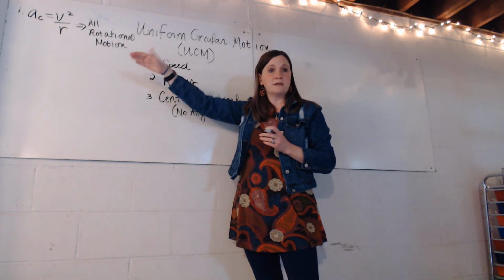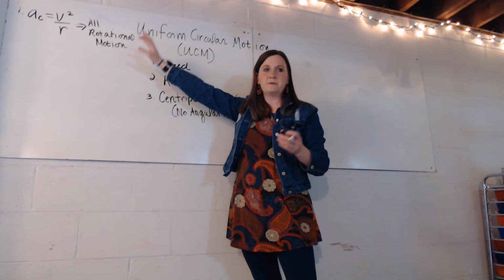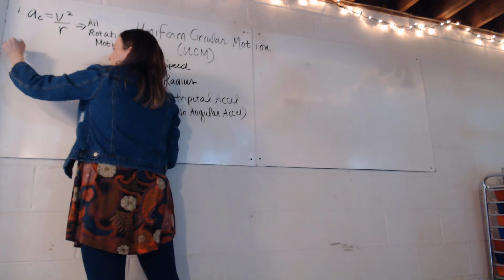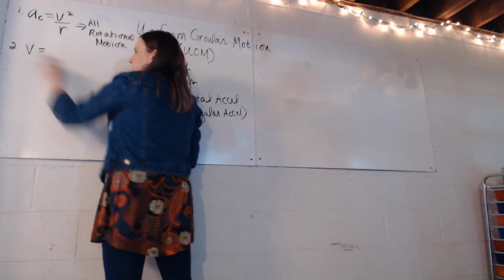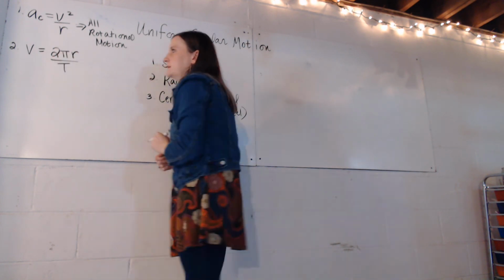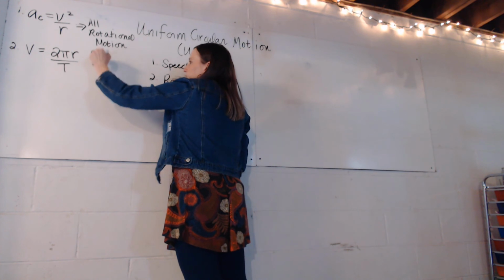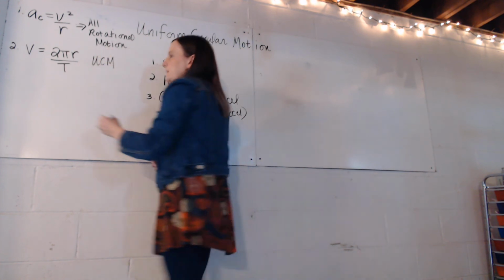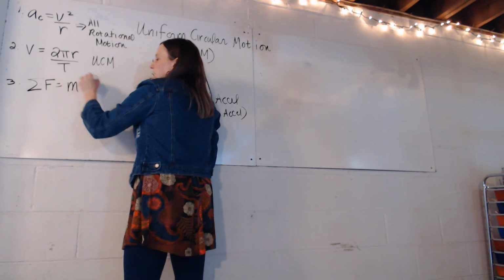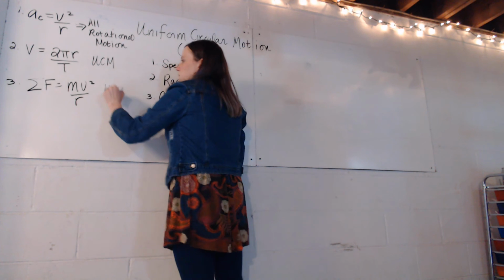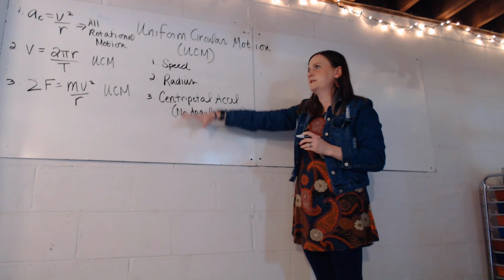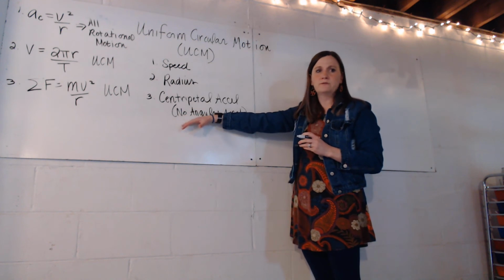It would possibly be changing, but you could find it at any given point by taking v squared divided by r. The second equation that we used was that the velocity of this thing spinning was its circumference divided by the period, the time it takes to go around the circumference. That's an equation used for uniform circular motion. The third thing was that the sum of all forces is equal to ma, which is mv squared over r. Again, we can only really use that for uniform circular motion. A lot of the work we did in chapter 5 dealt with uniform circular motion.